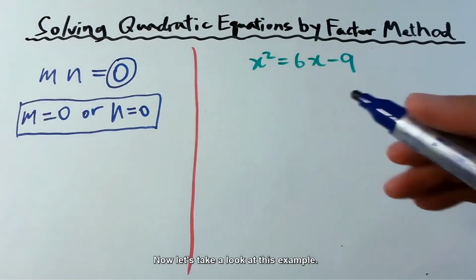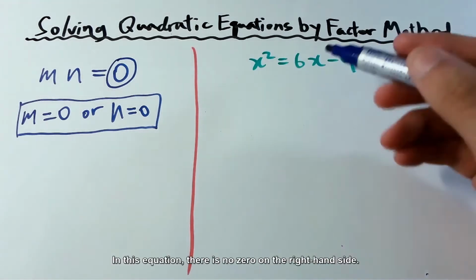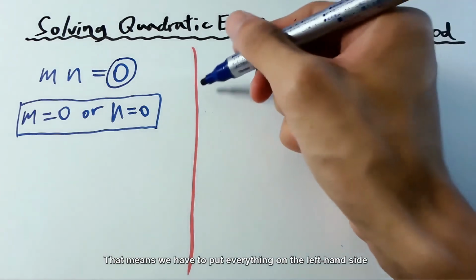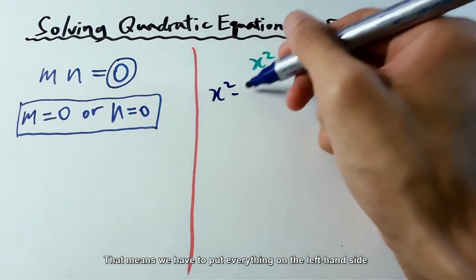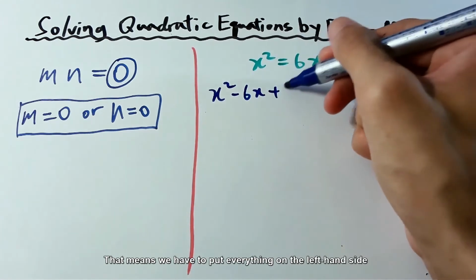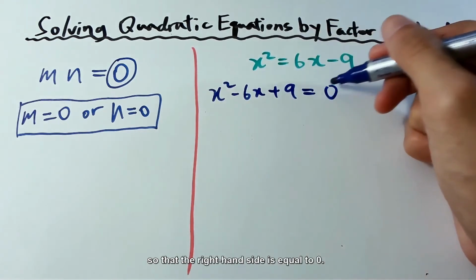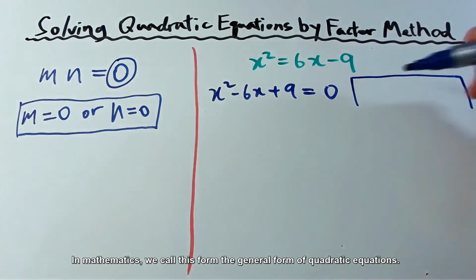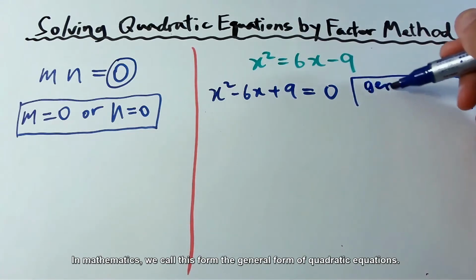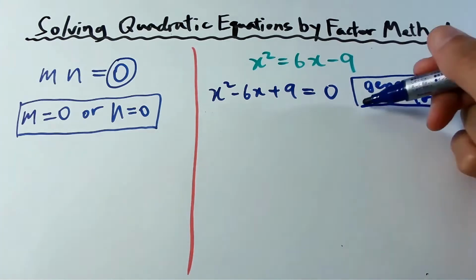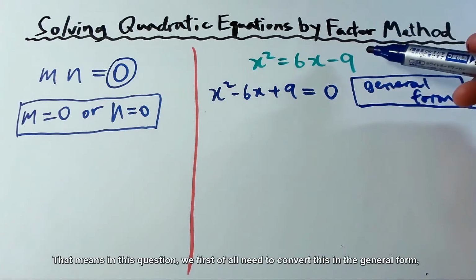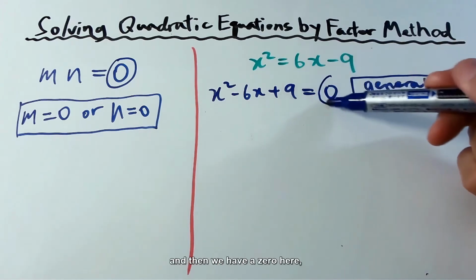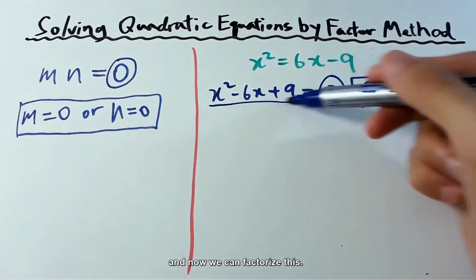Now let's take a look at this example. In this equation, there is no 0 on the right hand side. That means we have to put everything on the left hand side so that the right hand side is equal to 0. In mathematics, we call this form the general form of quadratic equations. That means in this question, we first of all need to convert this into the general form, and then we have a 0 here. And now we can factorize this.